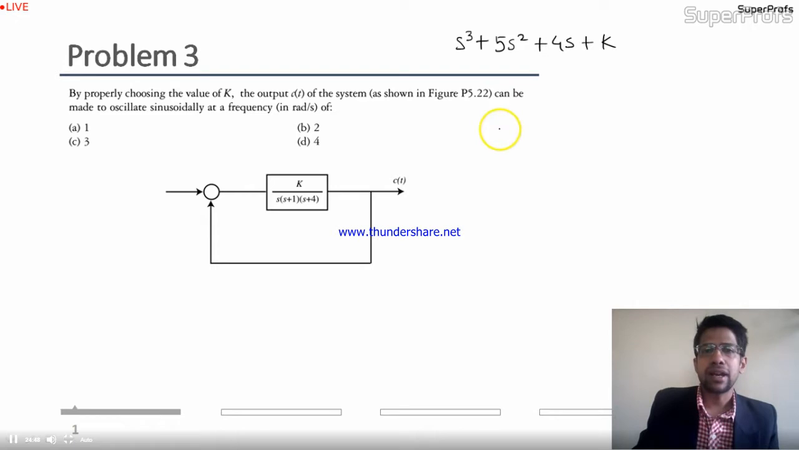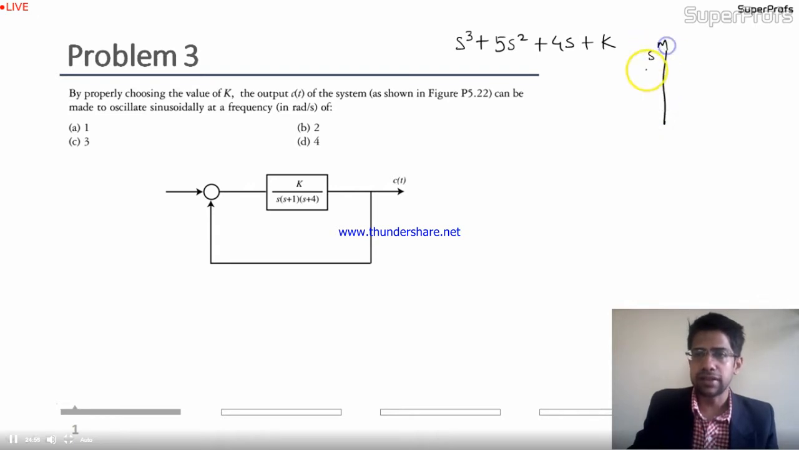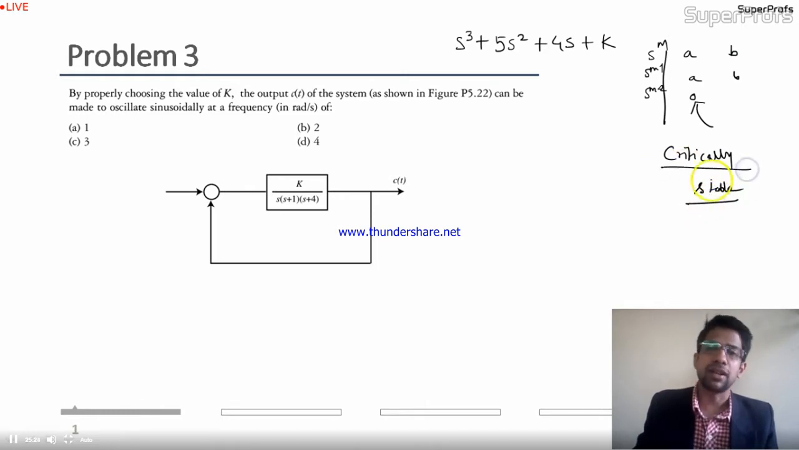Now I explained to you in the previous problem that in the Routh array you might find the first value. Let us say this is S raised to m, this is S raised to m minus 1, and this is S raised to m minus 2. So if you have A, B here, you are going to get 0 here, and you need to replace this 0 by epsilon. So when you get a value 0 here, this system is going to be critically stable. This system is stable, but this is known as critically stable because you got the value 0 here.